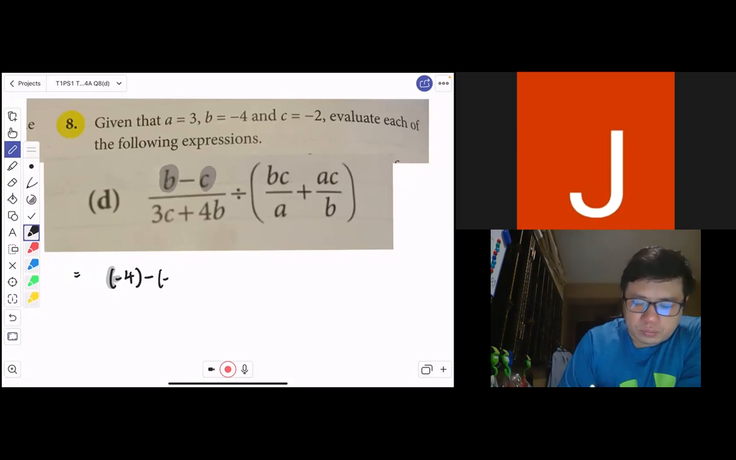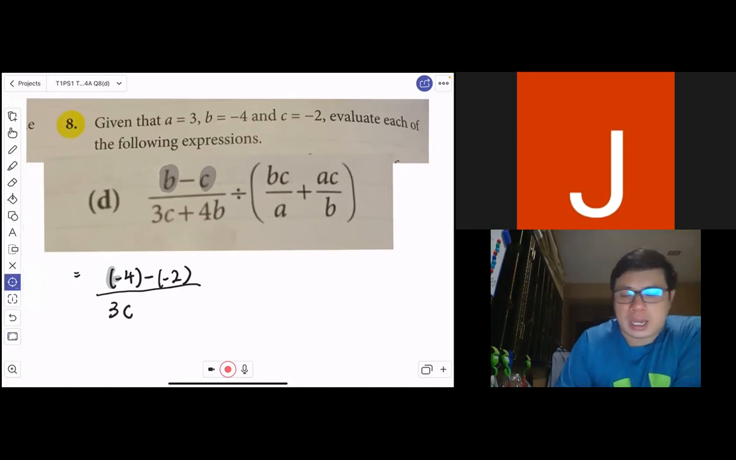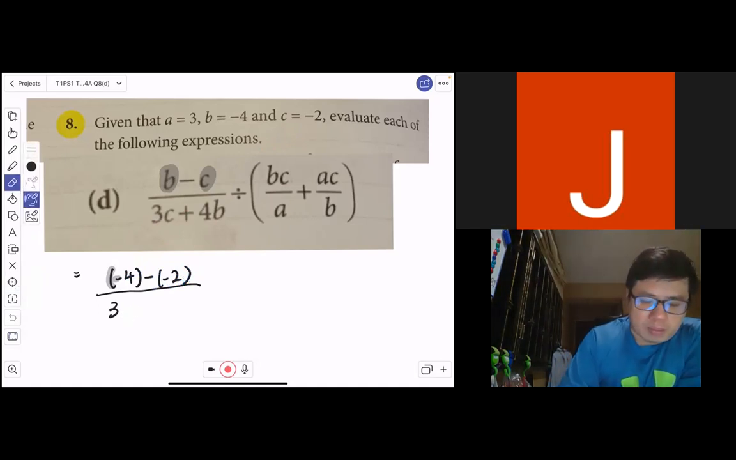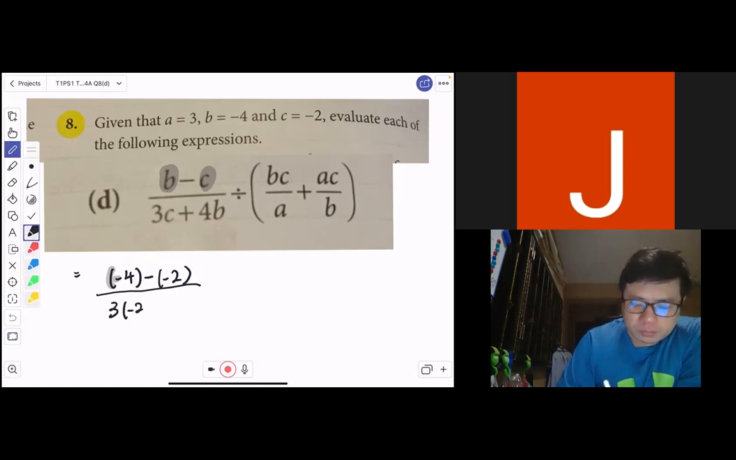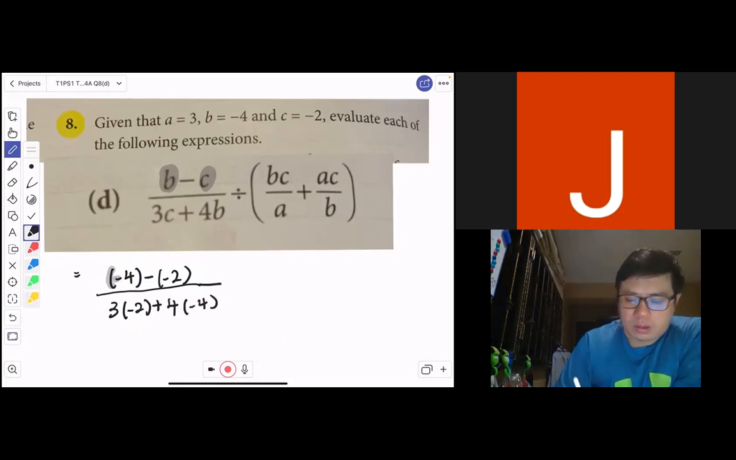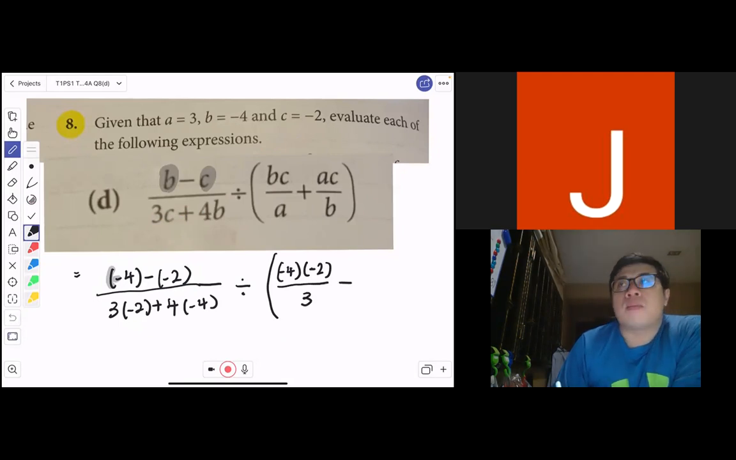minus -2. As I put them in, I'm very aware that I'm putting a bracket as well, because I want to avoid any careless mistake. So this is my B, this is my C, and I'll put a bracket around that. 3C. Again, I know that my C is -2, plus 4B. Again, my B is -4. Divide. Again, BC: my B is -4, multiplied by C, which is -2, divided by A, which is 3, plus AC. So AC, A is 3.